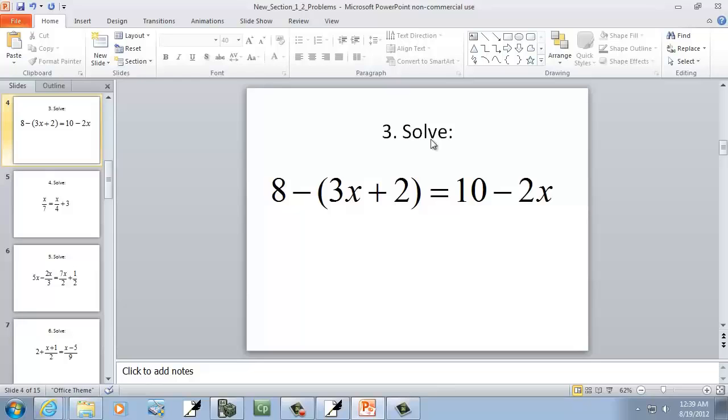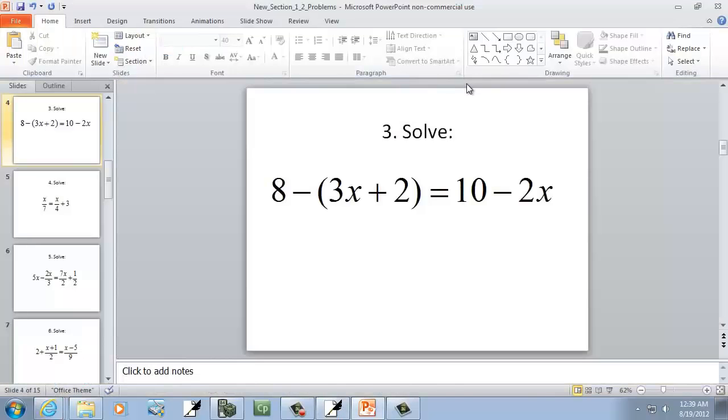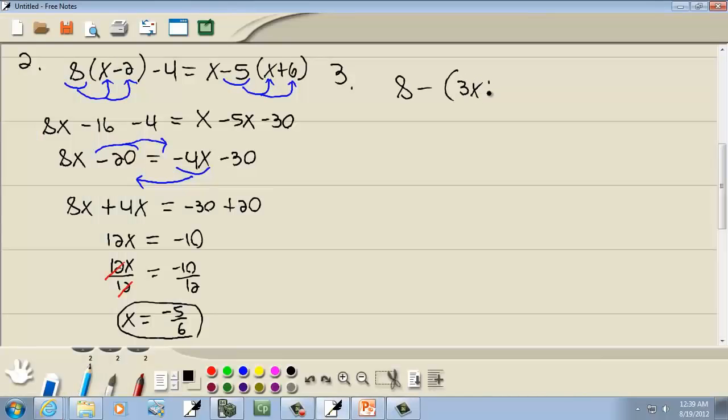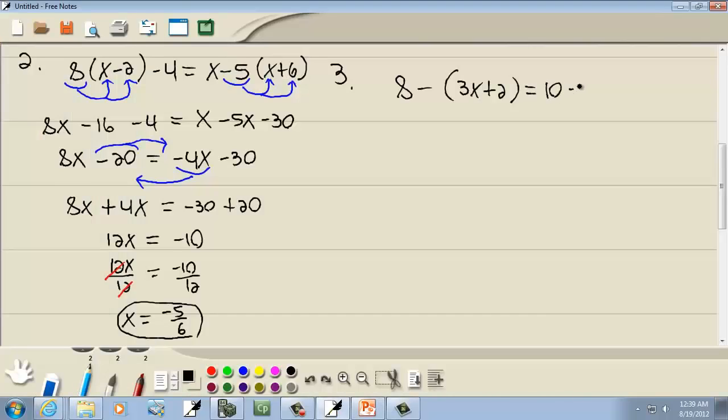Okay, let's look at our third example. So we've got 8 minus (3x plus 2) equals 10 minus 2x. Well, first step, get rid of parentheses. We have parentheses here. We just have a negative in front of it. We don't have any number here, but remember, the invisible 1 is always there if there is no number. So we're going to take this negative 1 and multiply it times the 3x and multiply it times the 2.